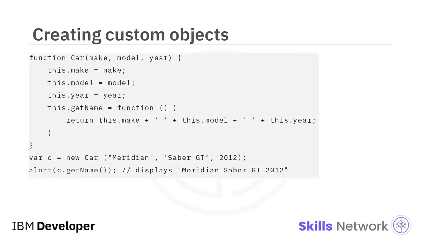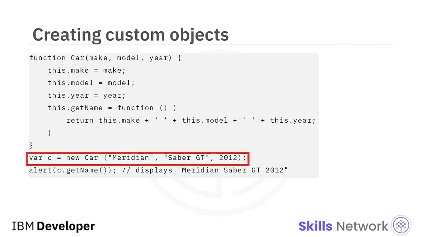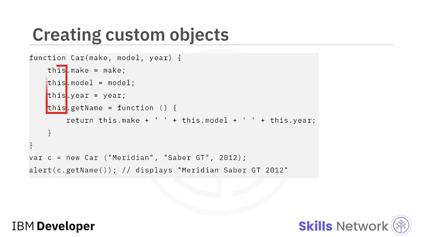This is an example of declaring a function named car that accepts three arguments as parameters. A little further down, you specifically ask the function to run by declaring the statement var c equals new car with the arguments Meridian, Sabre GT, and 2012. In the car function, the keyword this refers to the current instance of the car object that is being created. In other words, an instance of car that is associated with the variable named c.